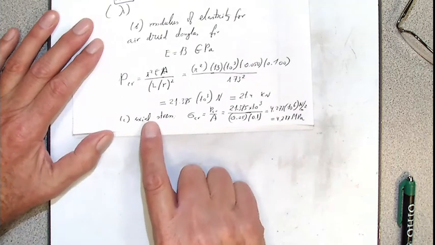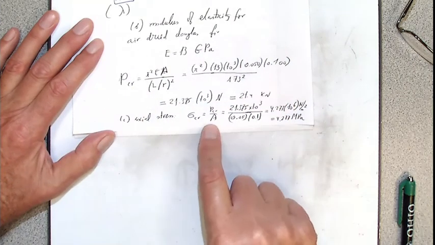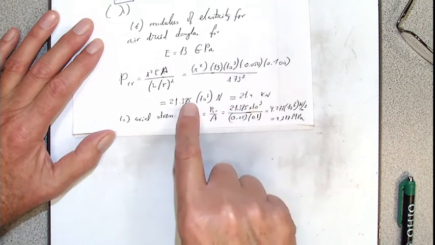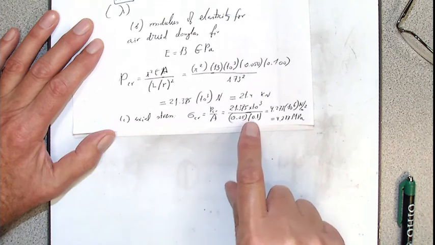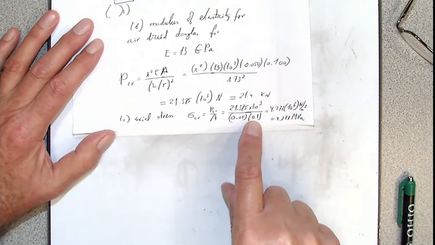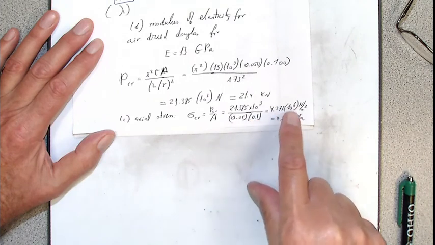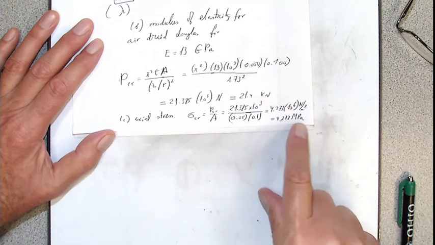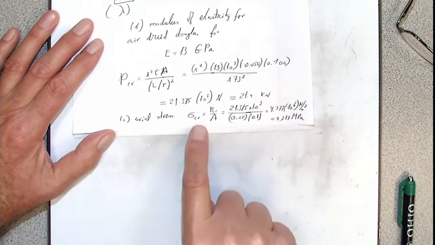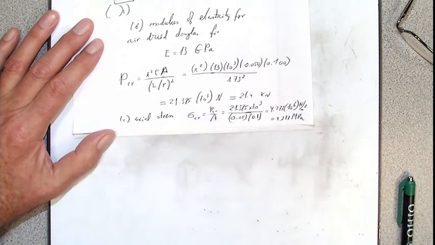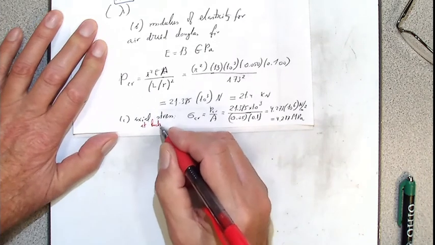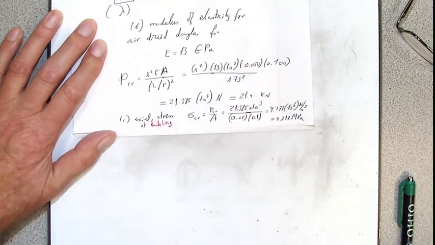Okay, axial stress. Sigma critical equals P critical divided by A. So 21.385 times 10 to the power 3 newtons divided by 0.05 times 0.1, that is the area, equals 4.277 times 10 to the power 6 newtons over meter squared, or 4.277 megapascals. That is the stress at buckling.